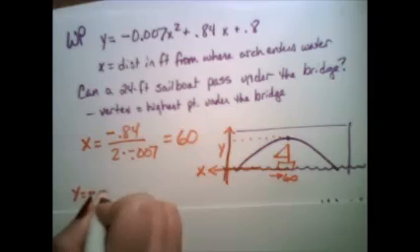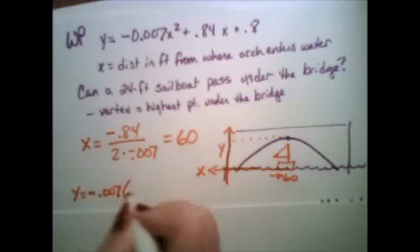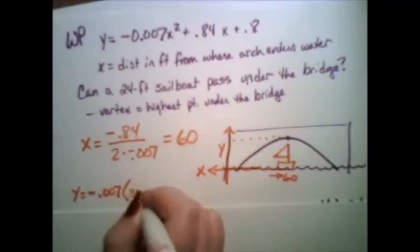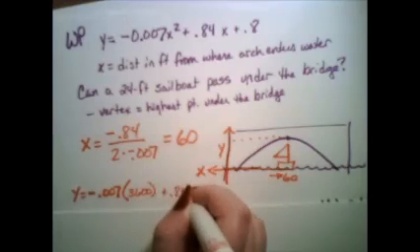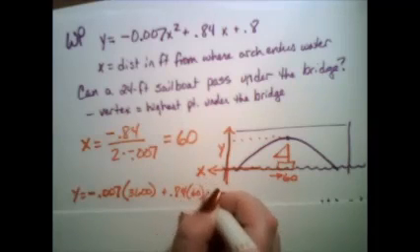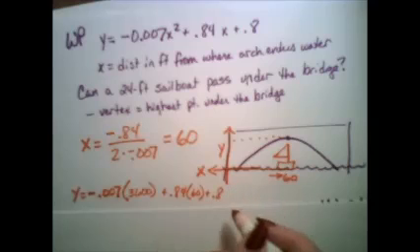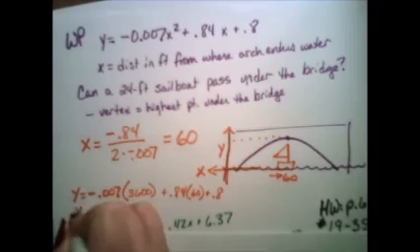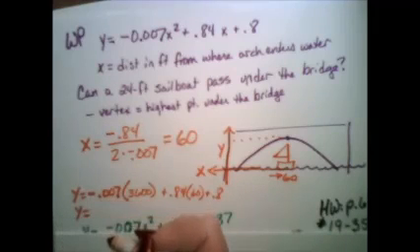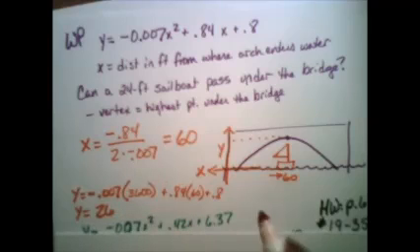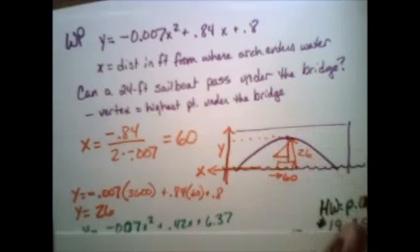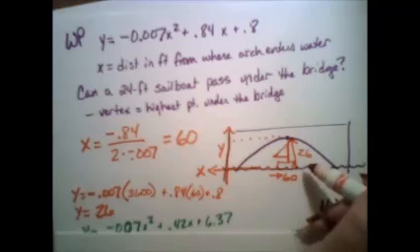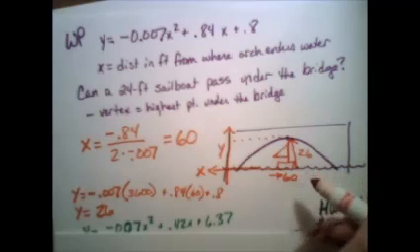Y equals -0.007 times 60 squared, which is 3,600, plus 0.84 times 60 plus 8. And when we do that math, we realize that y equals 26, which means that this is 26 feet up, which means that, yes, a 24-foot sailboat would go through it.